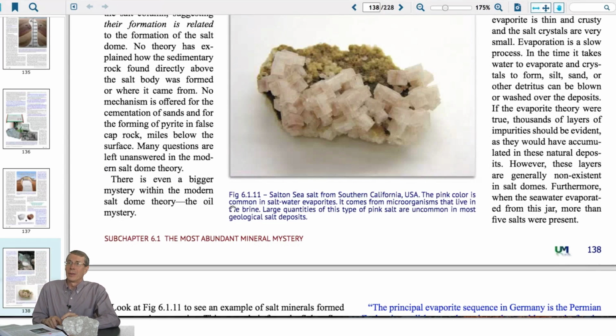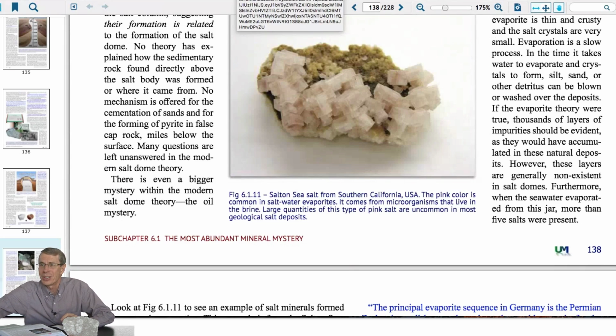Okay, I just found it. It's actually, well, I'll show you. That's a good picture we're looking at right there. That's Salton Sea salt. Here's a real live picture that I brought with me from Southern California. This is what NaCl looks like. It's actually little square crystal shapes.